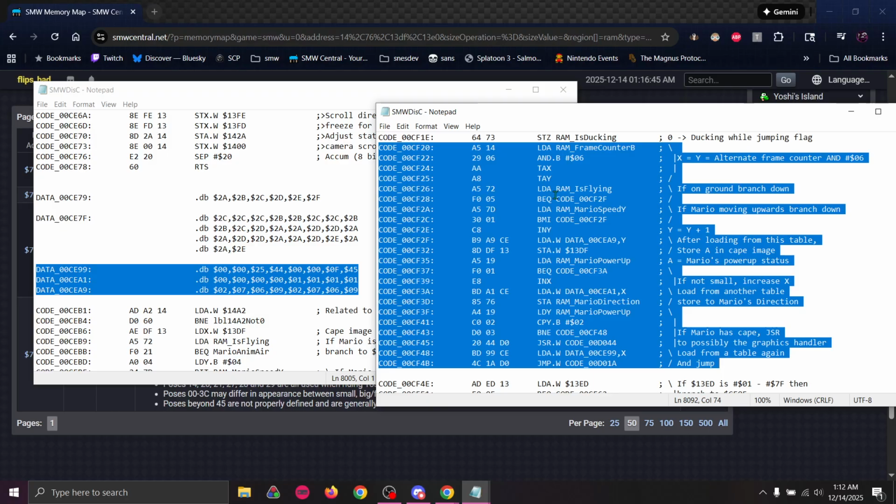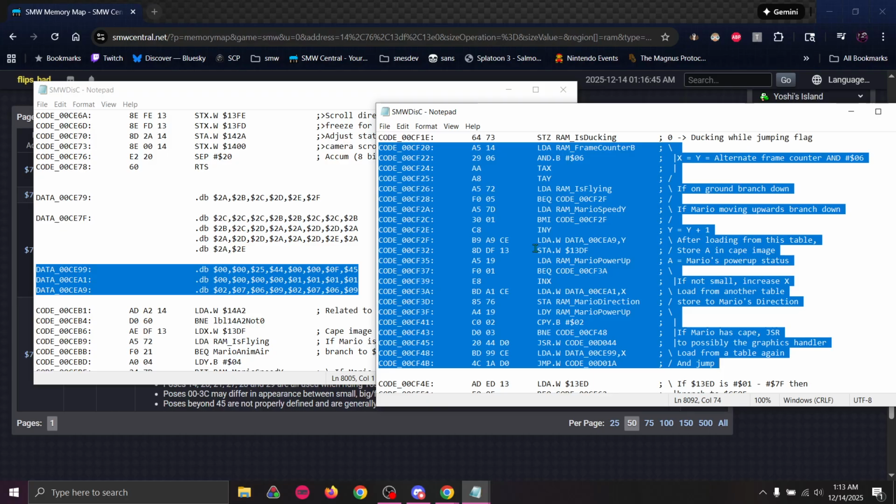And then some more code that's just running checks that we're already usually assuming. In this case, is Mario flying or is he on the ground? If he's on the ground, it's going to skip ahead a little. If he's moving upwards, it's going to skip ahead a little. The comment here is actually helpful. But if Mario is falling, what it's instead going to do is increment Y by 1.